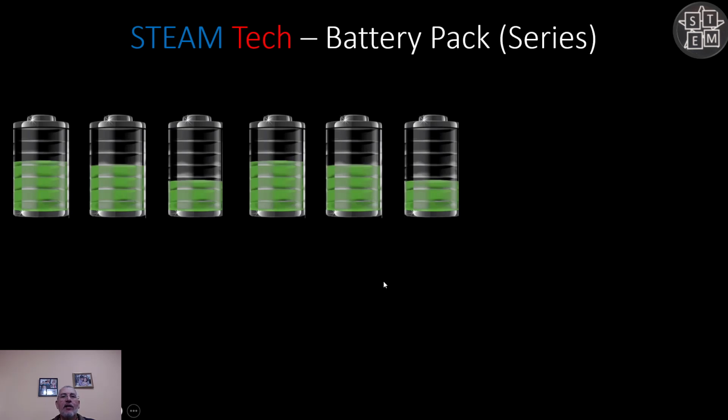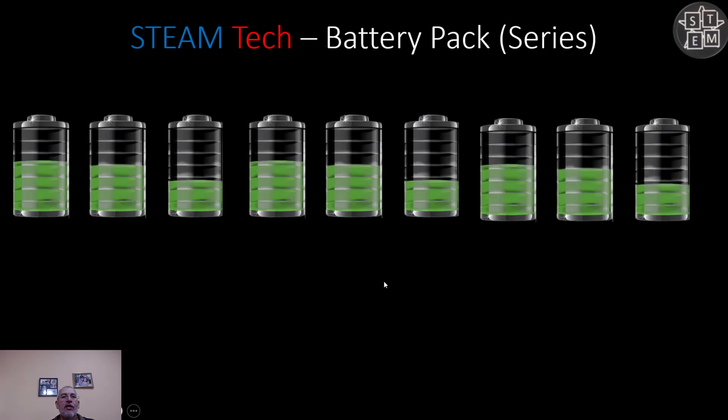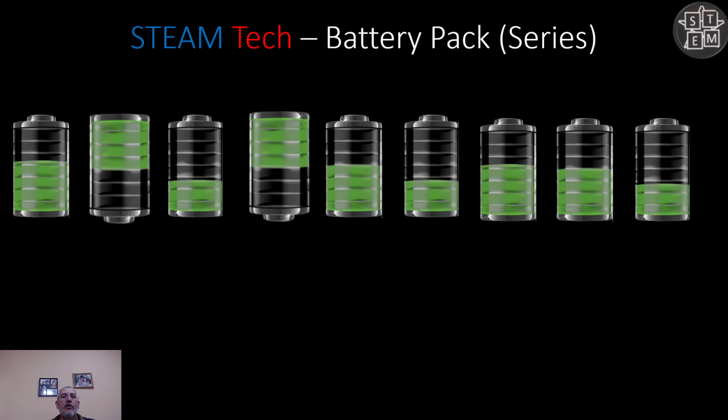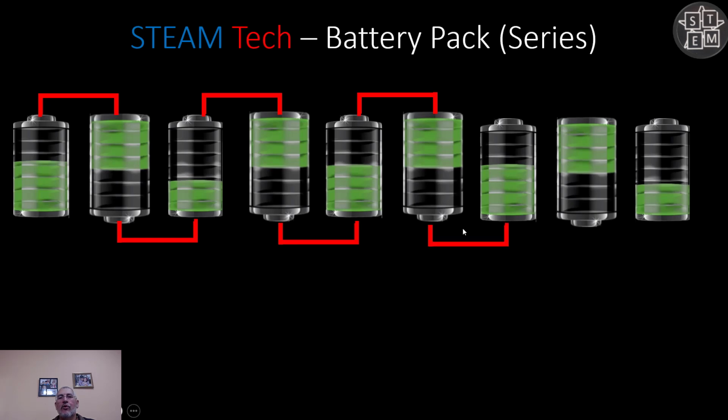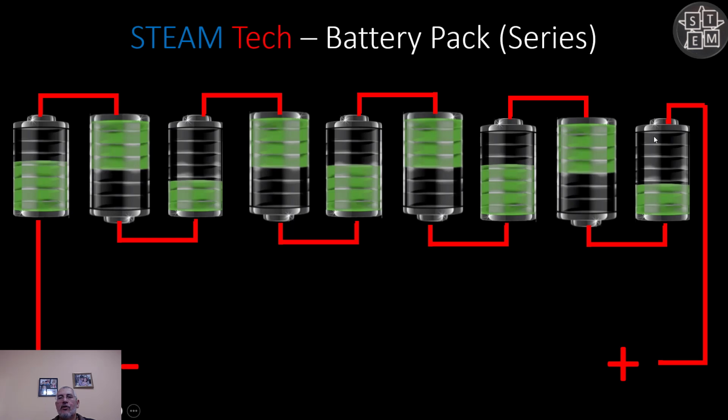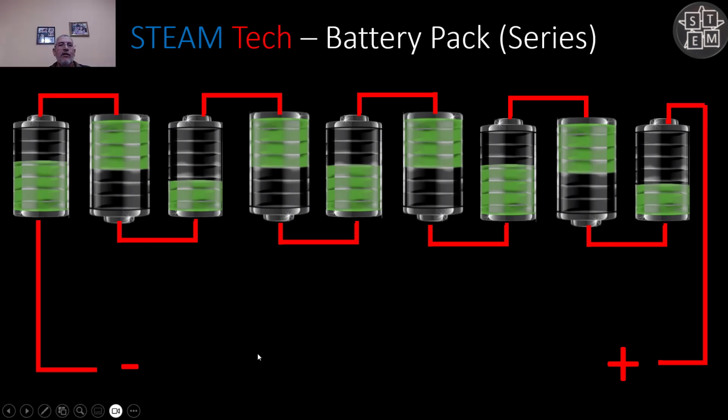When you have batteries put in series, you flip each one, and then you just connect the top. So you have positive to negative, positive to negative. You're connecting all your batteries in series, positive to negative, and continue like that. So the positive comes from here, and the negative will be here.